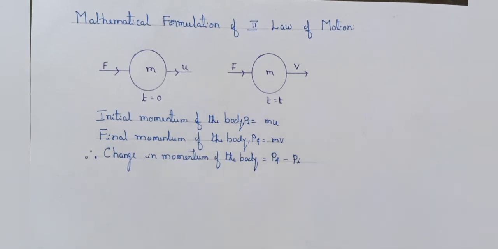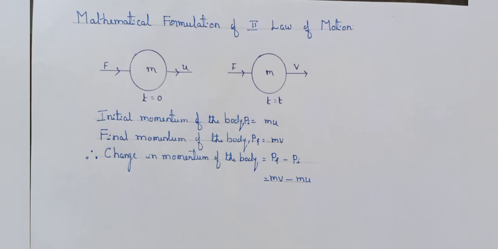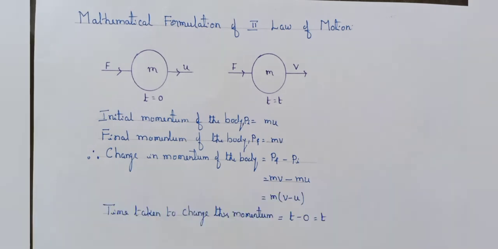Therefore, the change in momentum of the body is pf minus pi. You know, pf is mv and pi is mu. Therefore, the change in momentum of the body is equal to mv minus mu. Here, we can take m as a common factor. Therefore, the change in momentum of the body is equal to m into (v minus u).